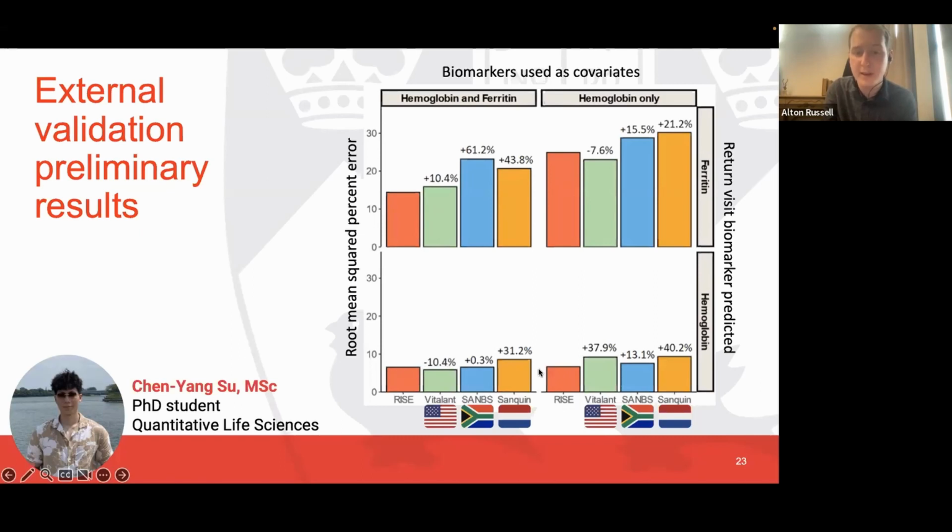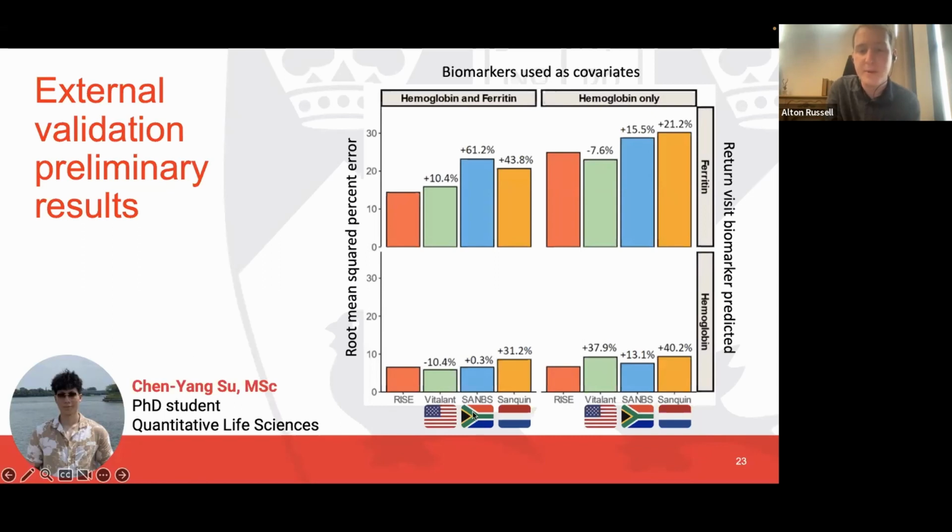ferritin as a covariate doesn't actually improve things too much in the RISE data set, but it does a lot better on the Vitalant data set. I do think we need to do some subgroup analysis to investigate this further, but the hypothesis is that the improvement in the Vitalant data set is probably because some of the groups that are hard to predict are overrepresented in the RISE data set, but subgroup analysis will hopefully reveal if that's the case.